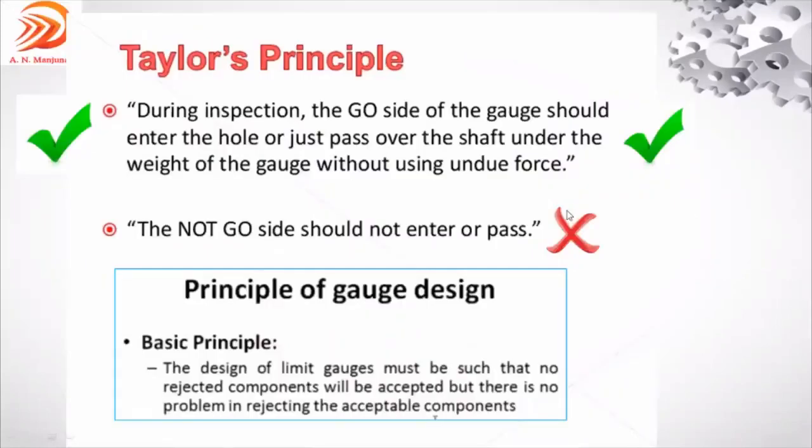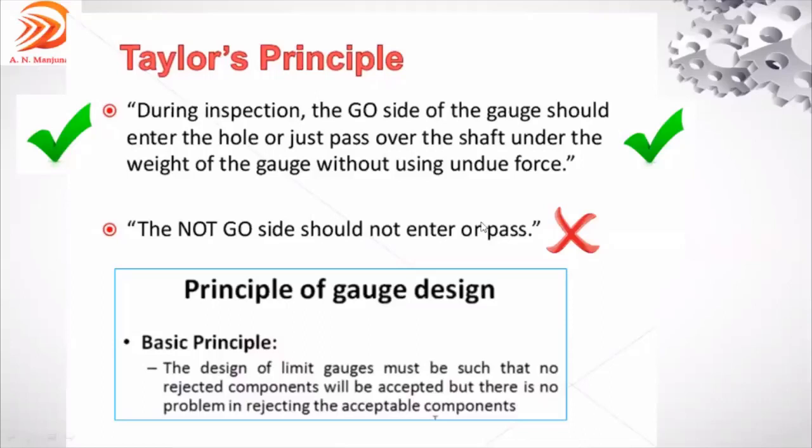Before going into the particular statement of Taylor's, you just need to try to understand it. During inspection, the go side of the gauge should enter the hole. As the name represents, as I told in the last class also, go gauge. Go means it has to enter, it has to pass through, or just pass over the shaft under the weight of the gauge without using undue force. Without forcing it, it has to pass through it. It has to enter it. That is the go gauge, right? If you take the no go, it should not enter or it should not pass.